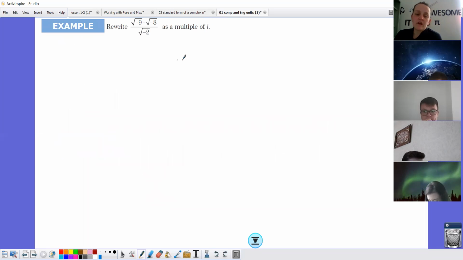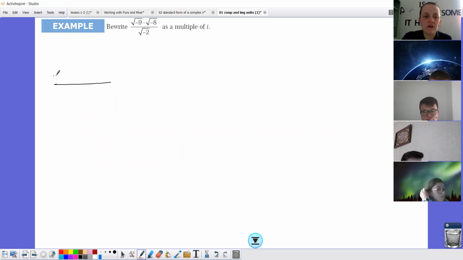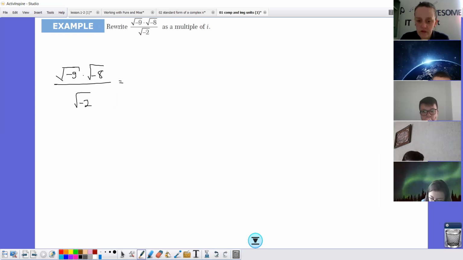Now here we have another example and it says: rewrite root of minus 9 times root of minus 8 over root of minus 2 as a multiple of i. So here I will write the question one more time, over root of minus 2. I will give you time to do this one, and let me take the attendance because I forgot while you are solving this one.